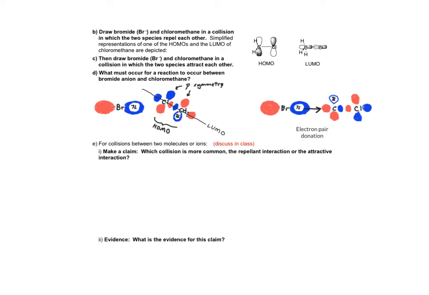We'll complete this worksheet and this video, so I will ask you to make a claim for which collision is more common between two molecules or ions. You can claim that the repellent interaction is more common between two molecules or ions. Or you may claim that the attractive interaction is more common between two molecules or ions. I'll then ask you to state the evidence for this claim and the reasoning linking claim with evidence.